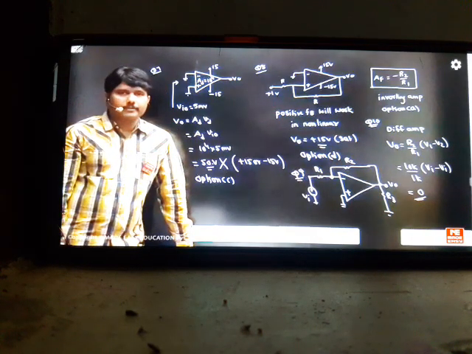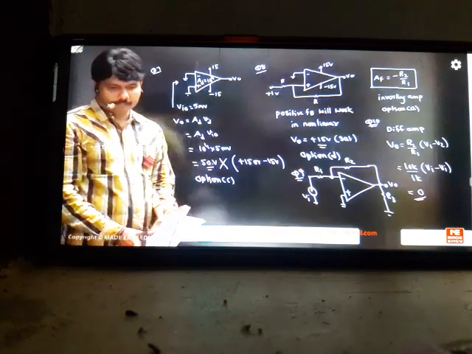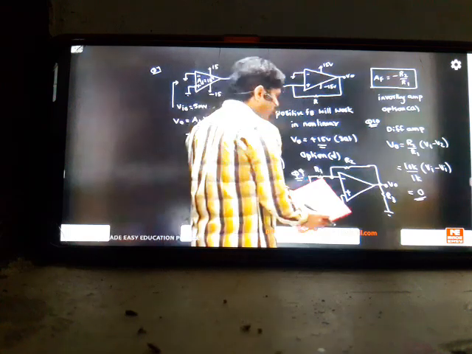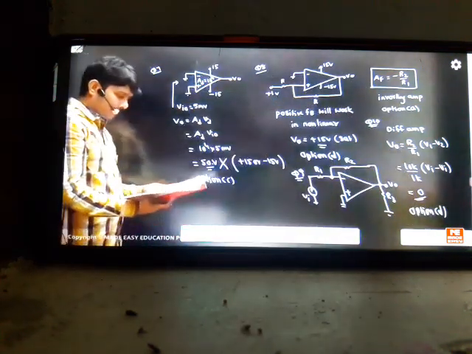So whenever this question comes, don't do any analysis. You can straightforwardly write the answer is 0 because both inputs are the same. That is the standard concept. Option D will be the correct answer. So up to here we have completed 10 questions.